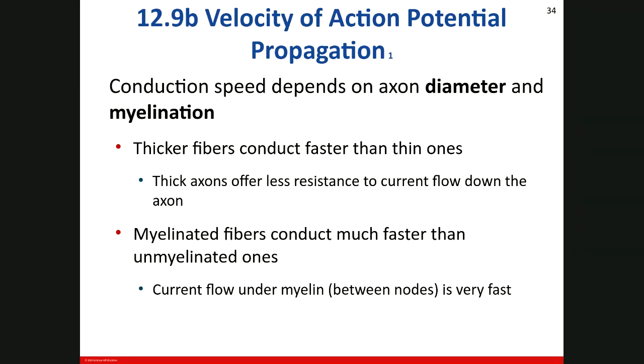So the conduction speed depends on axon diameter and the myelination of the axon. One of them is the diameter and the other one is myelination. First, you need to know that thicker fibers can conduct faster than thinner fibers. Thick axons offer less resistance to current flow down the axon. This is the result. And myelinated fibers can conduct much faster than unmyelinated. And as I told you, the information can jump in myelinated fibers, which we don't have in unmyelinated fibers.